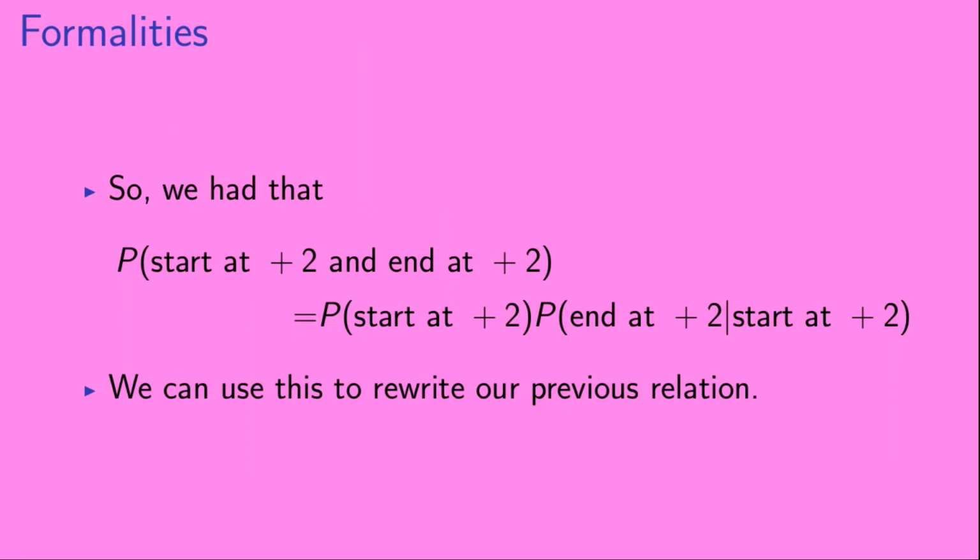Okay, so we had that the probability for the object to start at +2 and end at +2 is equal to the probability to start at +2 times the probability to end at +2, given that it started at +2. We can use this to rewrite our previous relation.